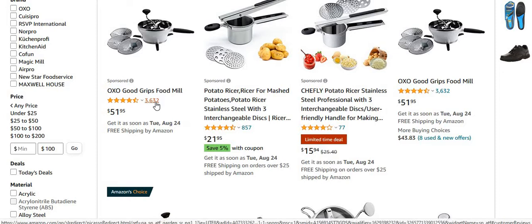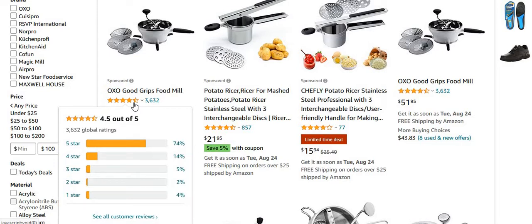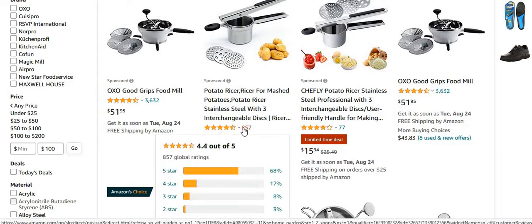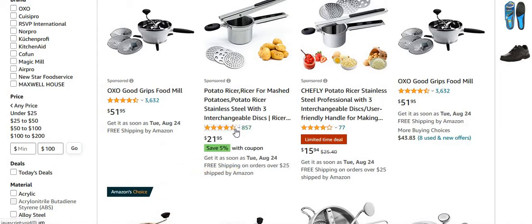Look what's going on here. Here we have 3,632 people who have rated this item. So here, this 4.5-star rating represents the opinion of over 3,000 people. That's a pretty strong sample size. Here, this is the opinion of 857 people. That's still a large sample, but not as big as this.